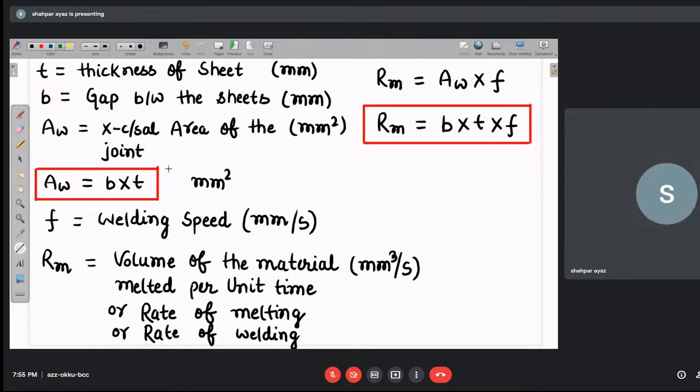Right. So here you can see the units. It is just like MRR: mm square into mm per second, and the rate of melting is mm cube per second, right? I hope this is clear.